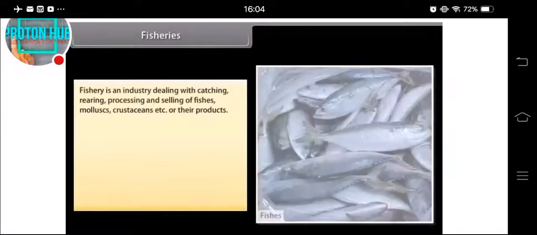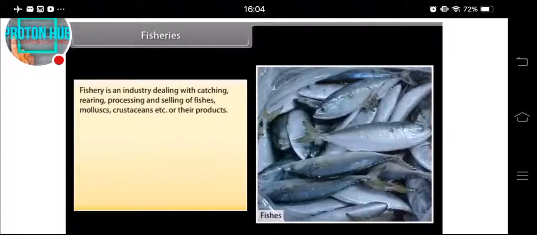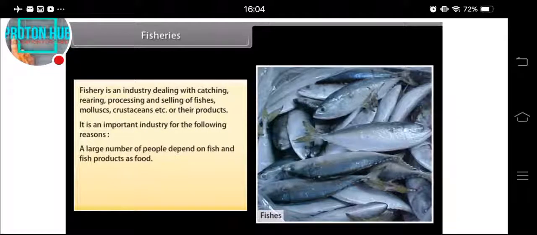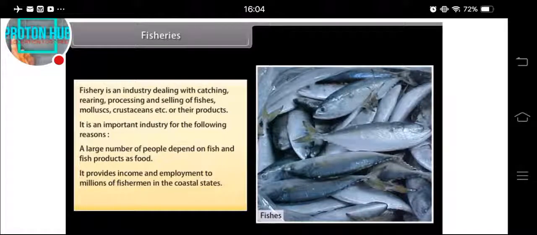Fisheries. Fishery is an industry dealing with catching, rearing, processing, and selling of fishes, mollusks, crustaceans, etc., or their products. It is an important industry for the following reasons. A large number of people depend on fish and fish products as food. It provides income and employment to millions of fishermen in the coastal states. Products like fish liver oil are of medicinal value.